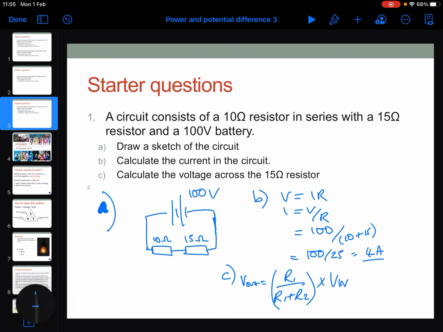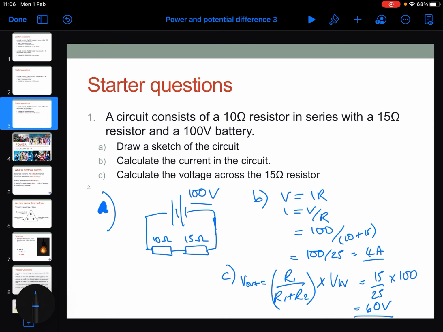I'm using this equation rather than the ratios because I know the total potential difference. I know that it's 100 volts. So it's 15 over 25 times 100, which gives me 60%, so 60 volts. That's it. And again, underlining it, there's my answer.